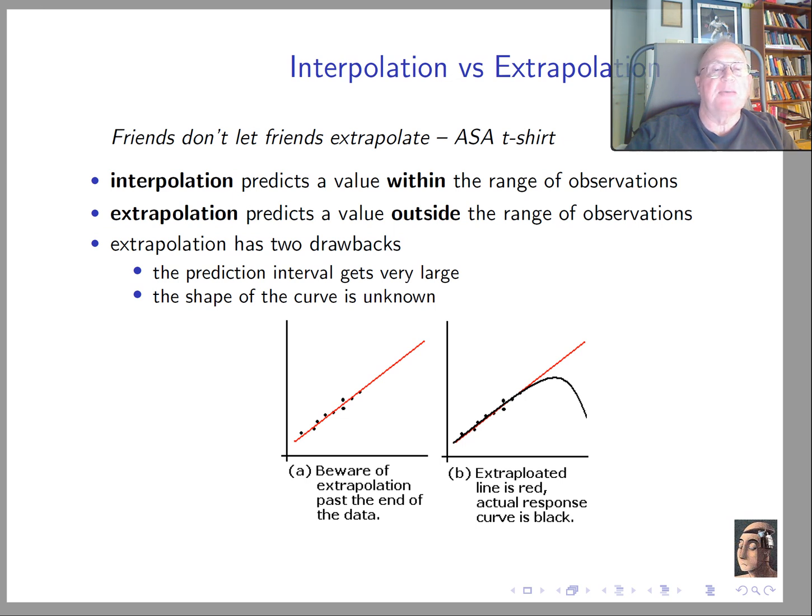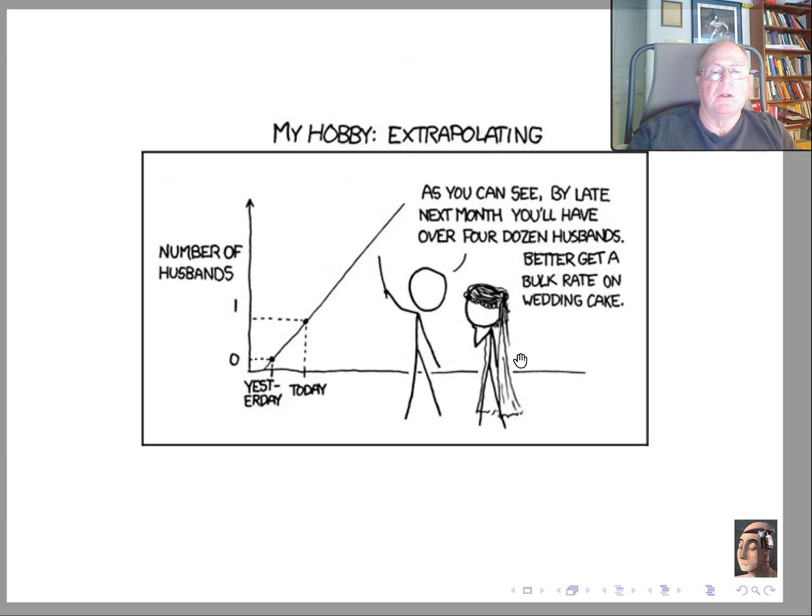Need an example? Here's an example. A young lady had no husband, then she's got one husband, and this fellow's going to extrapolate. By late next month, you'll have over 4 dozen husbands. Extrapolation is not always your friend.